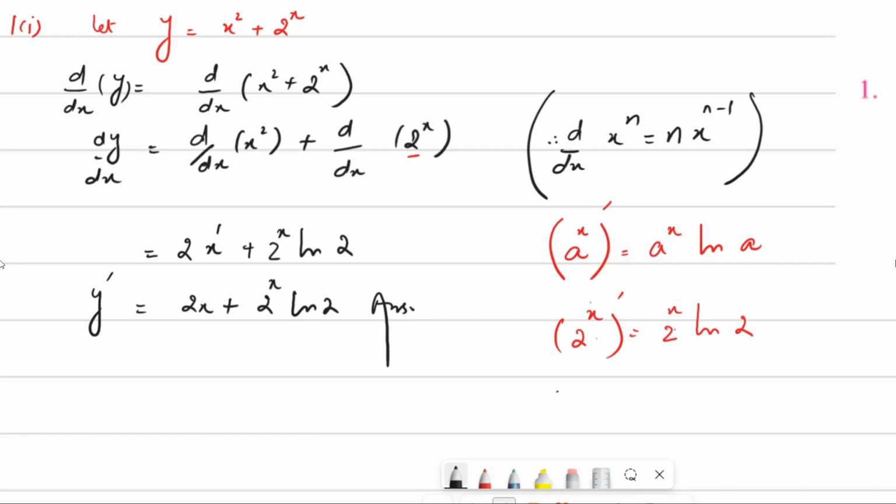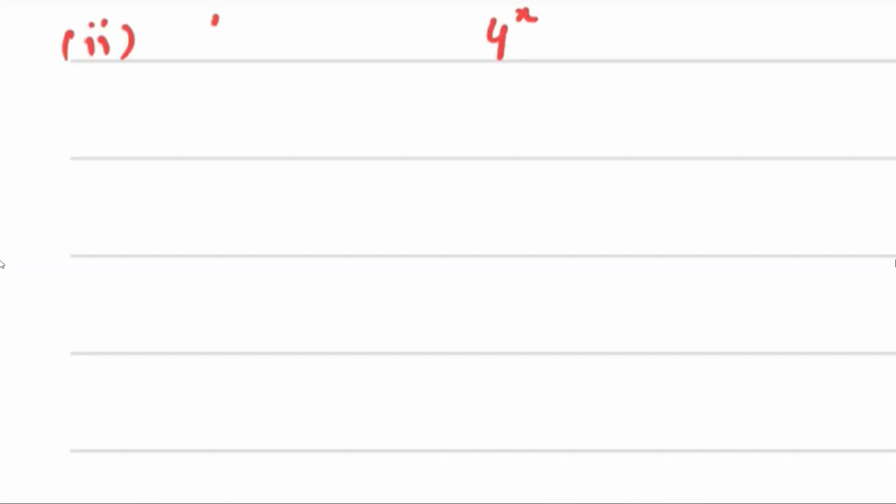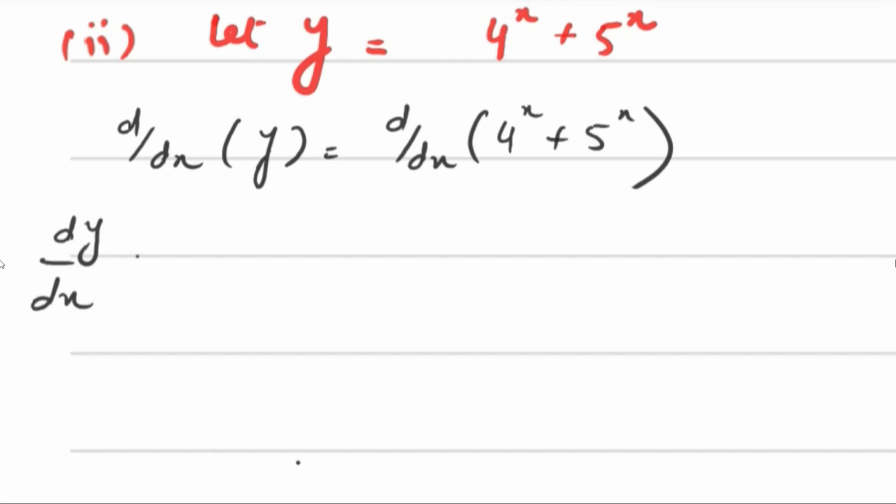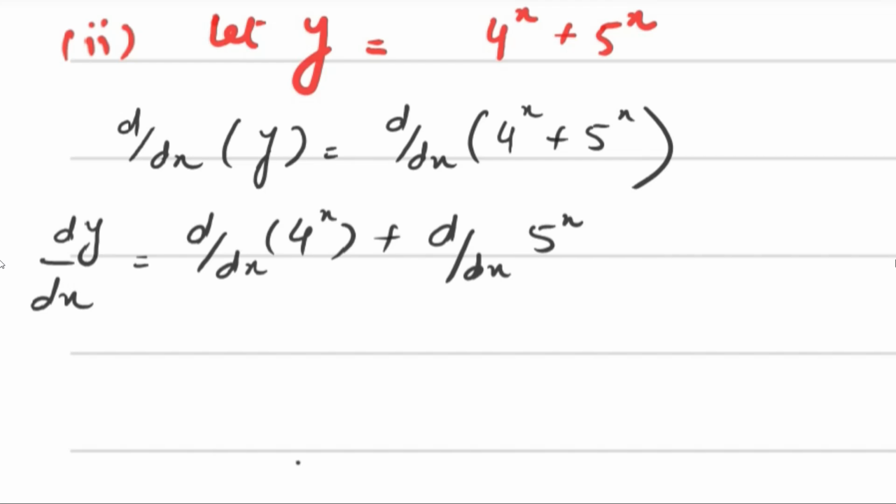Now let's move to its second part, that is 4 raised to the power x plus 5 raised to the power x. Let y is equal to 4 raised to the power x plus 5 raised to the power x. Now taking d upon dx on both sides of the equation, dy by dx will be d upon dx of 4 raised to the power x plus d upon dx of 5 raised to the power x.